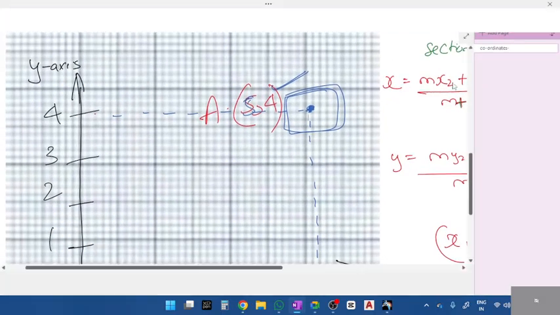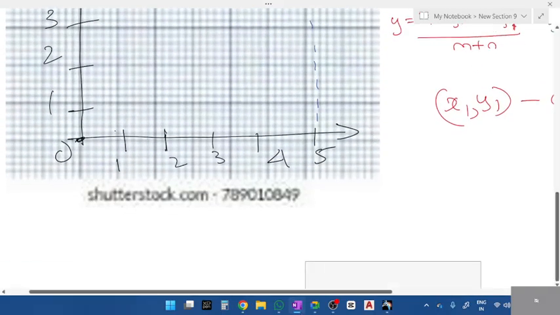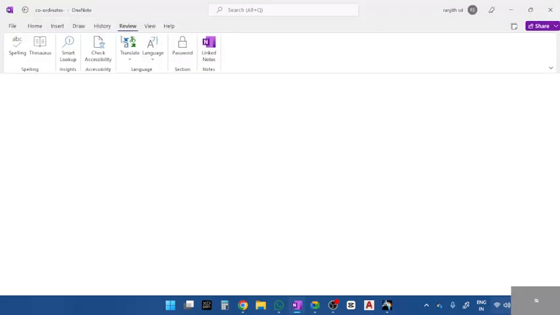Yeah, one more concept was left. Trisection. What do you mean by tri? Not TRY, TRI. Tri meaning is 3. So in one line, I have to divide it into 3 equal parts. That is known as trisection.